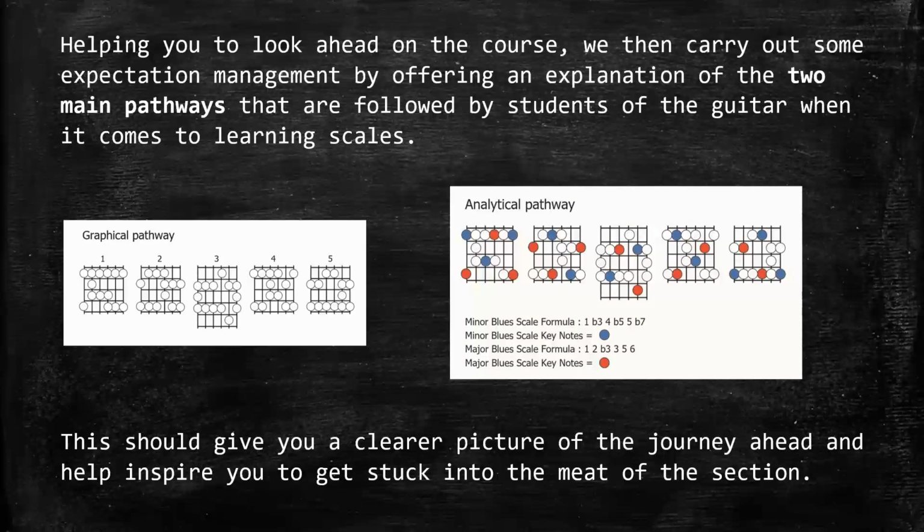Helping you to look ahead on the course, we then carry out some expectation management by offering an explanation of the 2 main pathways that are followed by students of the guitar when it comes to learning scales: the graphical pathway and the analytical pathway. This should give you a clearer picture of the journey ahead and help inspire you to get stuck into the meat of the section.